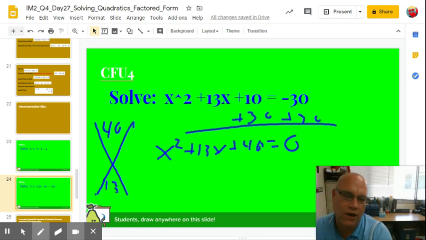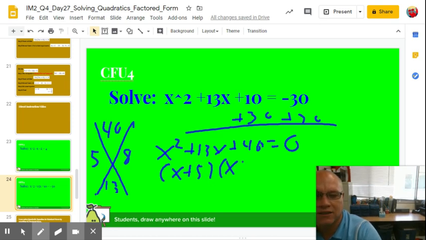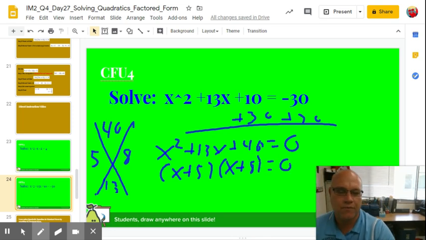All right, factors of 40. You got 40 and 1. That's not going to get me to 13, right? I have 2 and 20. That doesn't get me to 13. I have 4 and 10. Close. That gives me 14. I have 5 and 8. 5 times 8 is 40. 5 plus 8 is 13. Bingo. So 5 and 8. So our factored form becomes x plus 5 multiplied by x plus 8 equals 0.